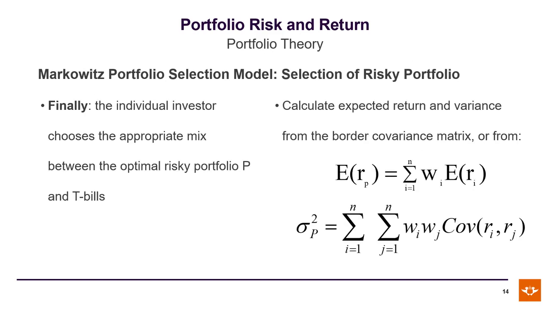And so we come to the final step in the Markowitz portfolio selection model. Here the individual investor will choose the appropriate mix between the optimal risky portfolio P and the T-bills. And you would then calculate your risk and return for your portfolio.